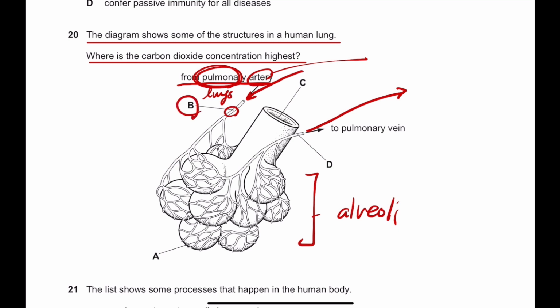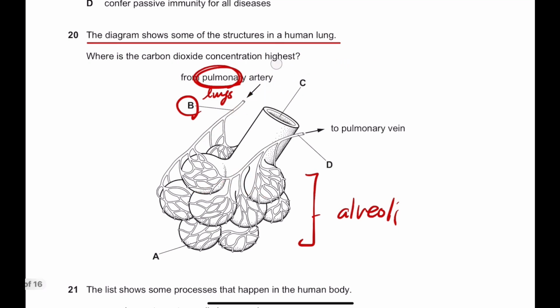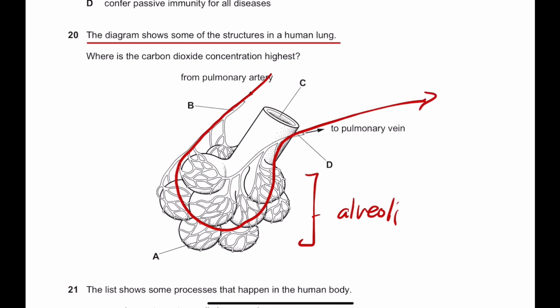So B probably will be the blood vessel that has the highest carbon dioxide concentration. So blood flows in order to get rid of the carbon dioxide, and it also enters the lungs to obtain more oxygen. So B has a lot of carbon dioxide first, and as soon as it travels and goes out, the carbon dioxide in the blood has decreased a lot. Okay? So B is the right answer for this one.